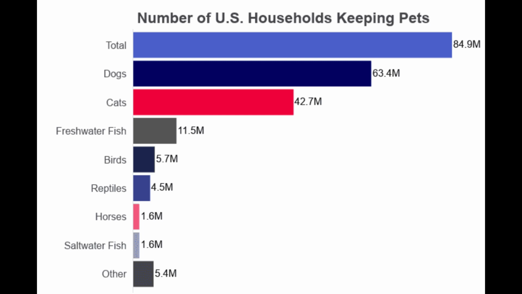From the bar chart, we can see the highest value is for turtle, which is 84.9 million. The lowest value is for horses and saltwater fish, which is 1.6 million. In the bar chart there are also other items, including freshwater fish and birds. In conclusion, this bar chart is very informative.